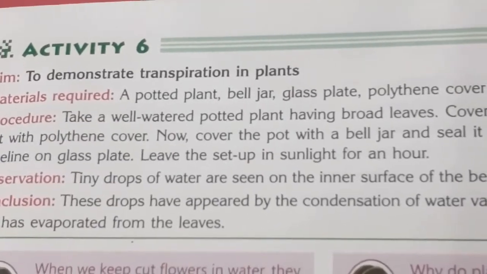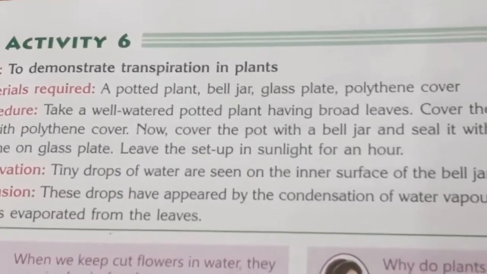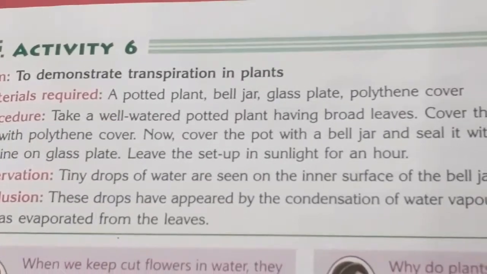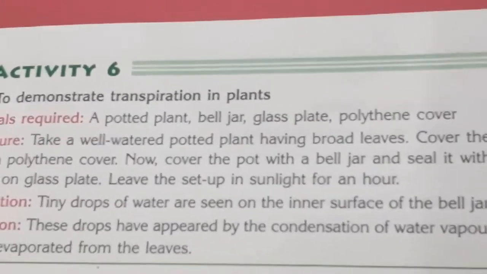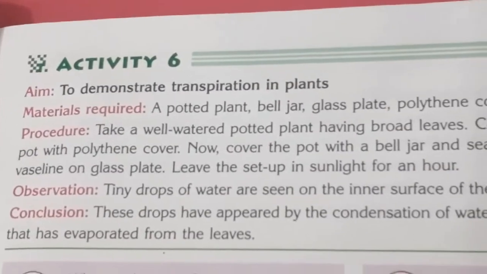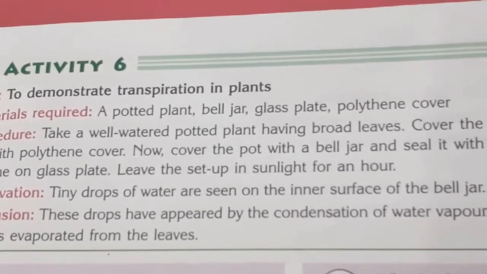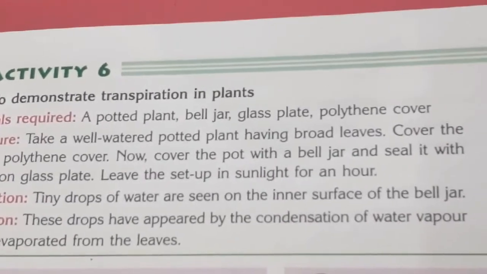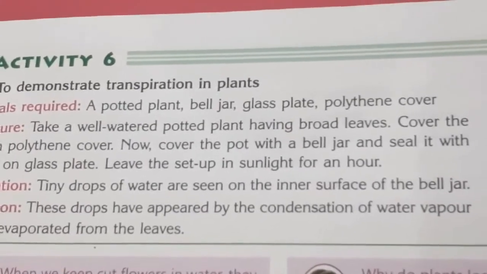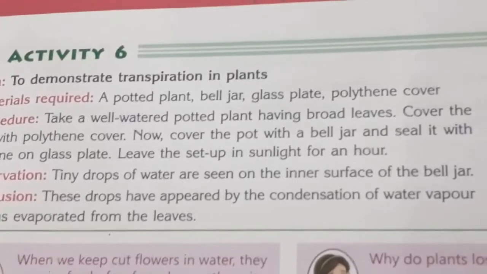Potted plant means the plant growing in a pot. Take a potted plant having broad, big leaves, and cover the pot with a polythene cover. Now cover the pot with a bell jar and seal it with Vaseline or a glass plate. Leave the setup in sunlight for an hour. So this is the procedure we need to follow for this activity.